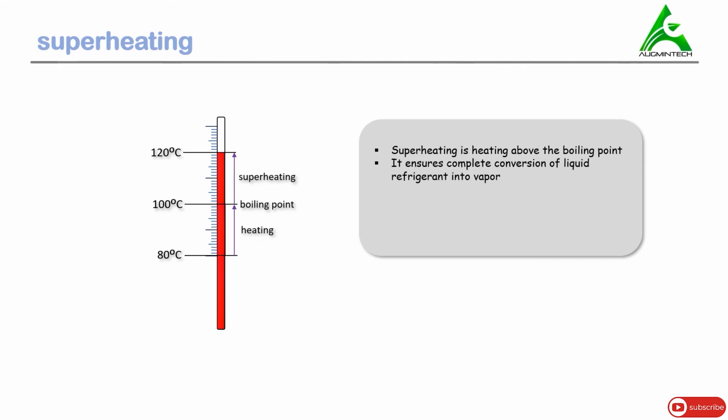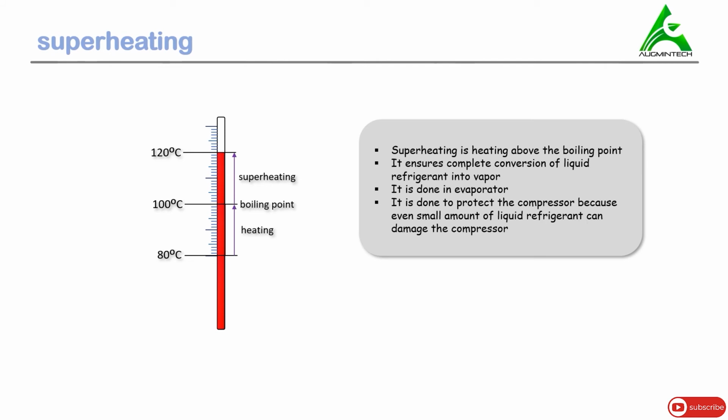It ensures complete conversion of liquid refrigerant into vapor. It is done in evaporator. As already discussed, in evaporator, heat is extracted from the room or conditioned space. This heat converts the liquid refrigerant into vapor. It is done to protect the compressor because even small amount of liquid refrigerant can damage the compressor. So the process of superheating is done in evaporator and before the refrigerant enters the compressor.